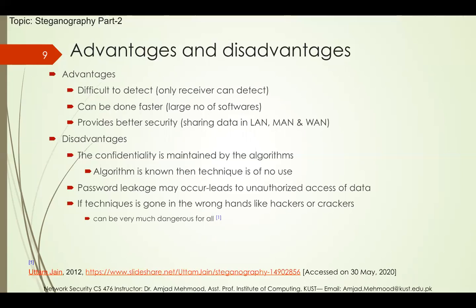There are many advantages, but there are some disadvantages as well. Confidentiality is maintained by the algorithm, and if this algorithm is known to the intruder, then this technique is of no use. Password leakage may occur through unauthorized access of data. If the technique falls into the wrong hands, like hackers or crackers, it can be very dangerous for all.